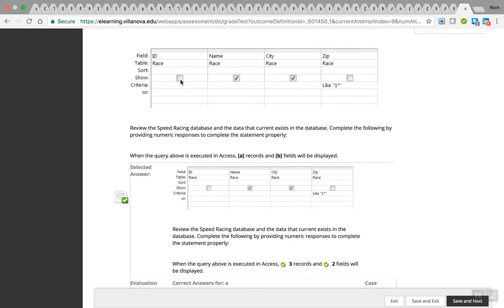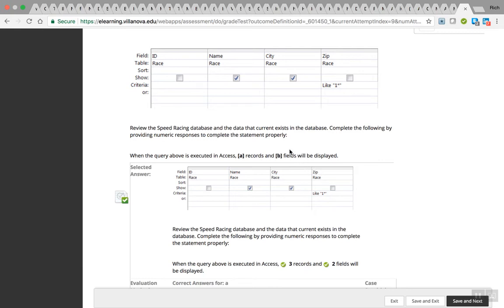Second thing, if you take a look at the show, there are two fields which are going to be displayed, and four fields are in the query. Two fields will be displayed, two fields will not. The thing to remember is that if you unclick the show, the only thing that happens is it just doesn't show it. You will still evaluate it. If we take a look at this where we use this like statement, the way you would interpret this is, a like one star gives us everything in that field that begins with the number one.